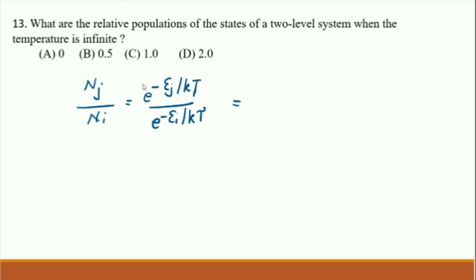Temperature infinite means 1 by T equal to 1 by infinity, which is 0. So e raised to 0 equal to 1, so the value will be 1. Here e raised to minus epsilon, or energy by kT, with 1 by T being 1 by infinity, which is 0, and e raised to 0 is 1.